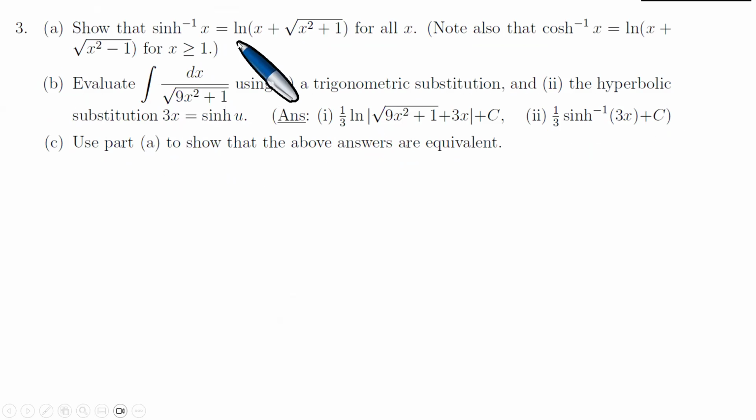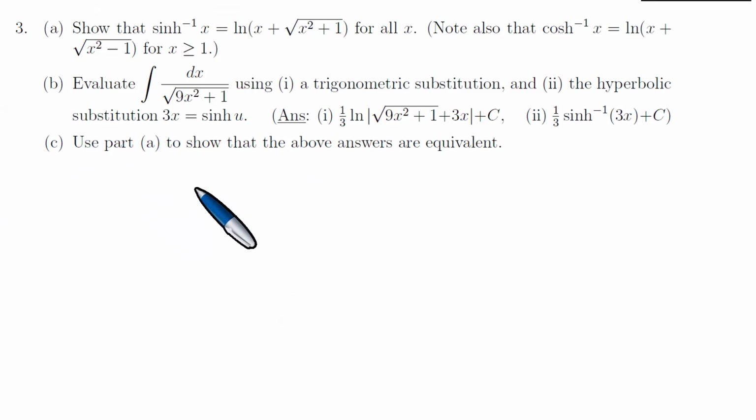The fact that the arc sinh of x is the ln of x plus the square root of x squared plus 1 for all x. But also we looked at the arc cosh, the ln of x plus the square root of x squared minus 1. So the difference between the arc sinh and the arc cosh is the x squared minus 1, for x greater than or equal to 1. Evaluate using a trigonometric substitution, hyperbolic substitution. Use part A to show that the above answers are equivalent. Okay, we did this one, 3B.